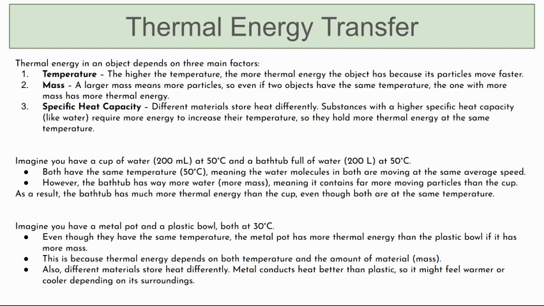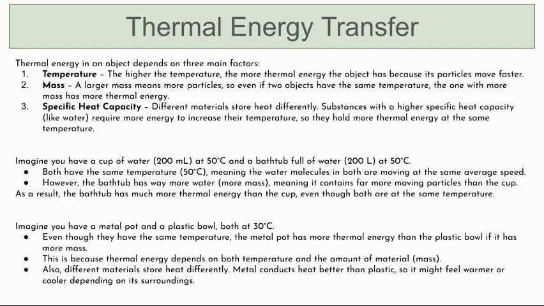Okay, let's review thermal energy transfer. Thermal energy in an object depends on three main factors. Okay, so the thermal energy depends on its temperature, its mass, and its specific heat capacity. Okay, so thermal energy in an object depends on three main things. Temperature: the higher the temperature, the more thermal energy the object has because its particles are moving faster.